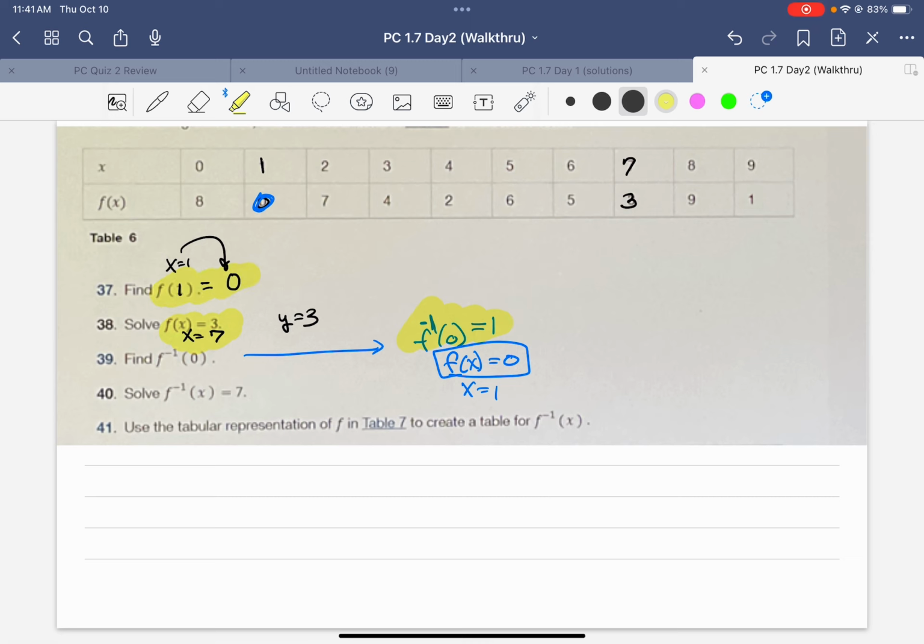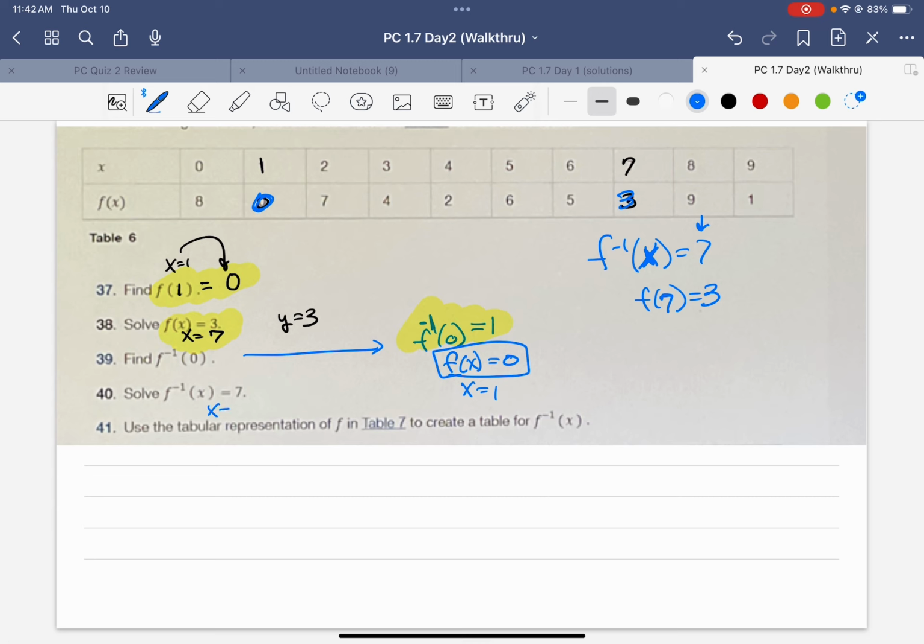Okay, and then for 40, it says solve f inverse of x is equal to 7. So f inverse of something gets me out 7. In other words, f of 7 is equal to what is what it's really asking. So for an input of 7, what's your output? Well, the answer would be 3. So that's why this is 3. Okay, so the answer to this is that x is equal to 3, and that's how you would solve that.